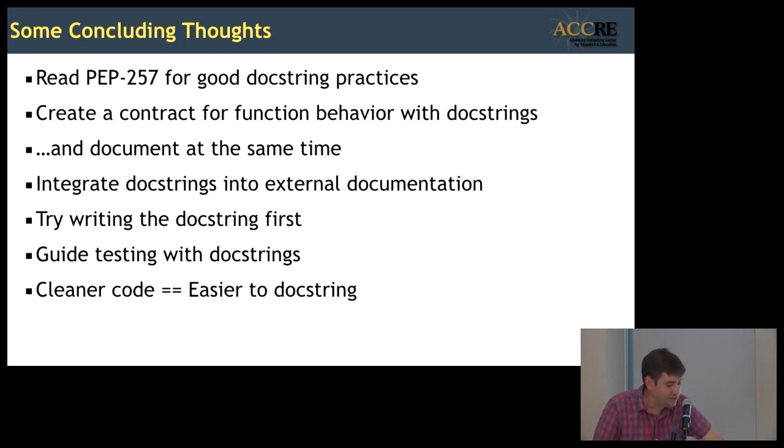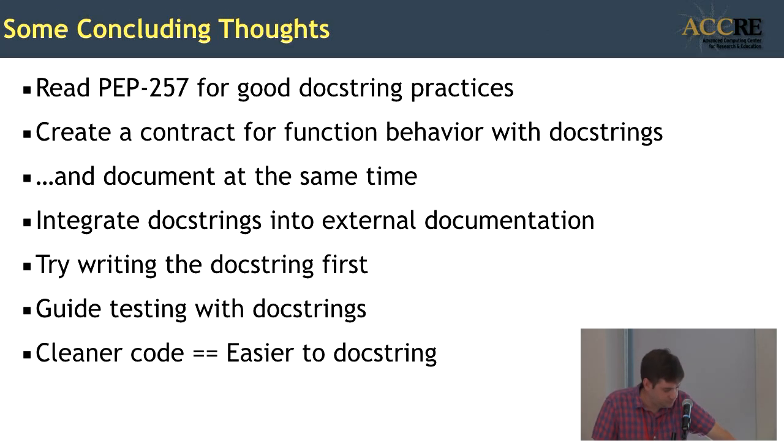So, in conclusion, I recommend reading PEP 257 for good docstring practices. Using docstrings that have that information creates an effective contract for function behavior and documents it at the same time. Integrating docstrings into external documentation really helps keep that documentation up to date. I recommend trying writing the docstring first. It's definitely helped me, and it helps to guide testing.